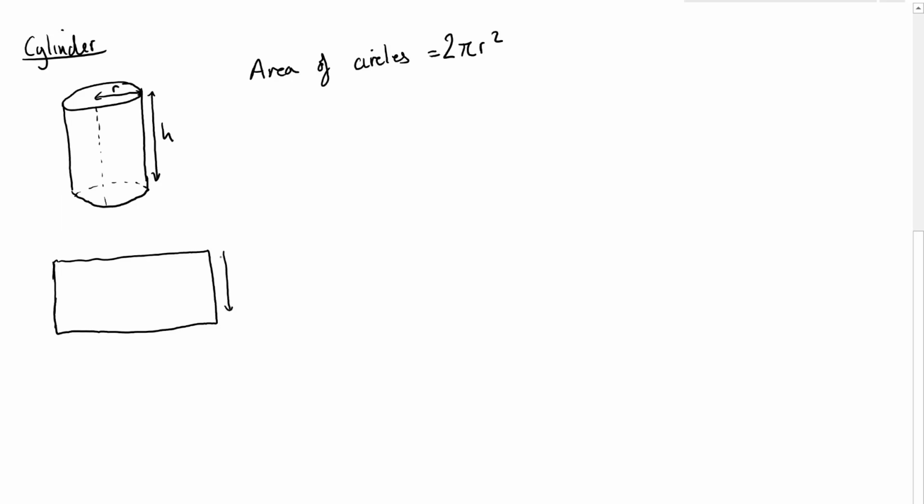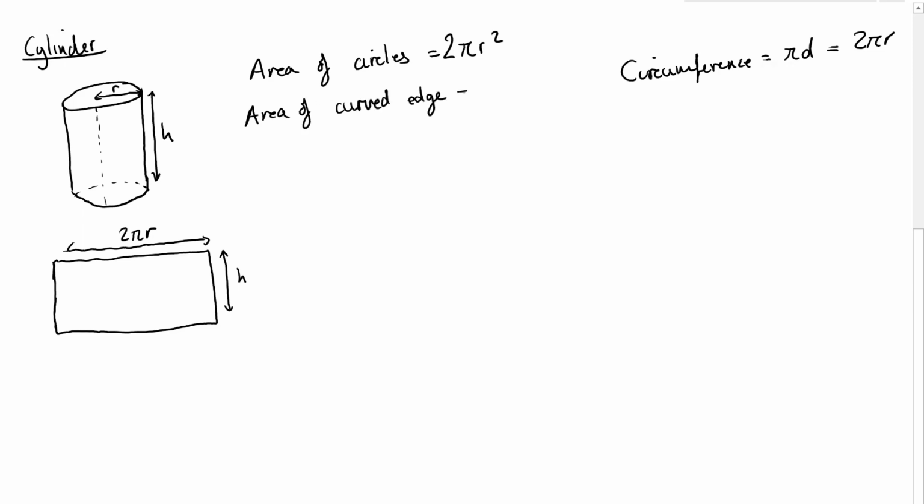Now this height here is the height h. We already know that, but this here is the length around the edge of this circle, which is the circumference. And to work out circumference, just to make a side note, the circumference of a circle is pi times its diameter, or in this case we're going to write it as 2 pi times r. So the 2r gives you the diameter, and we've just written it like this to make it look something like this. So this is 2 pi r. And now we can work out the area of this, because it's just a rectangle. So the area of the curved edge is just 2 pi r times h.